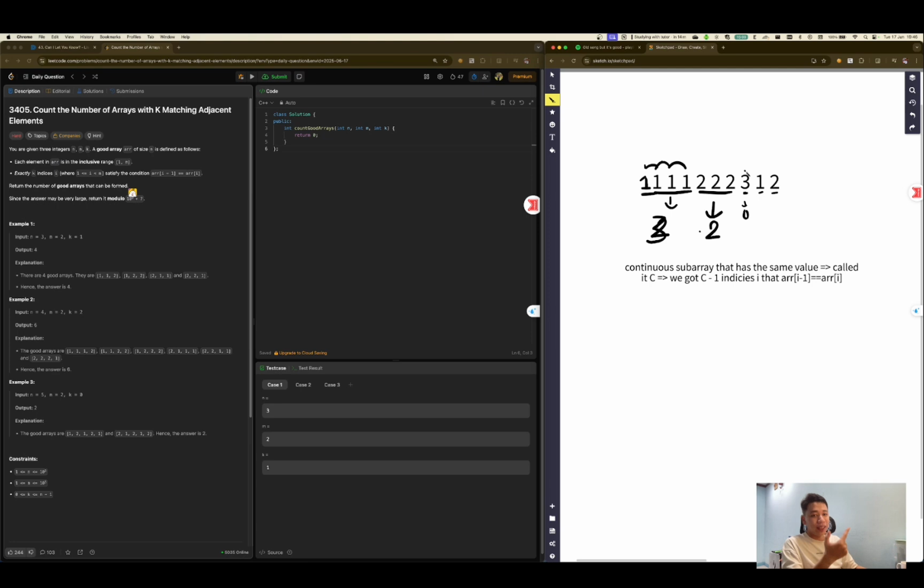How about a single element? This is a subarray with one continuous element of the same value, and its length is 1, so we got 0. Yes, that's right, 0 indices, because there are no other elements to compare with the single value.